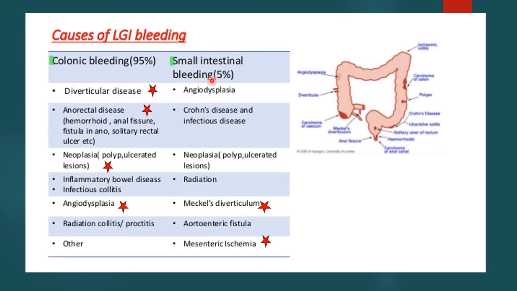On the left, the small intestine contributes only 5% of the bleeding cases, and of interest is Meckel's diverticulum, which occurs in young adults and children, and in older individuals you have mesenteric ischemia. All the other causes do occur from time to time, but are not so common.